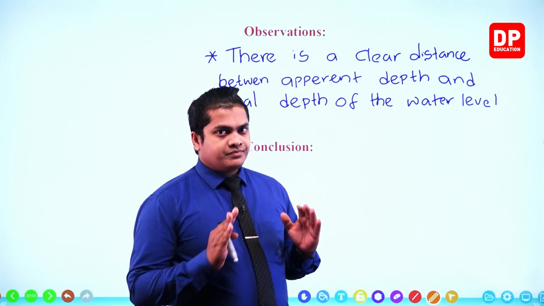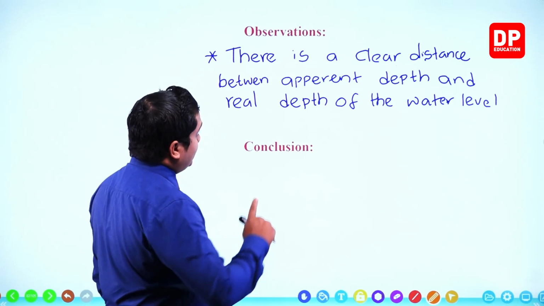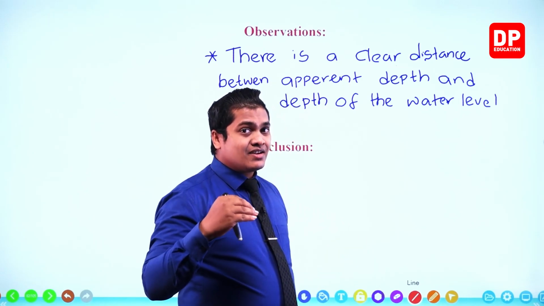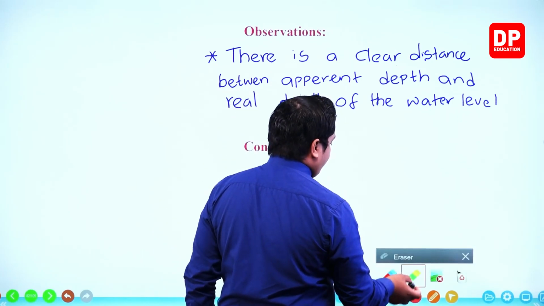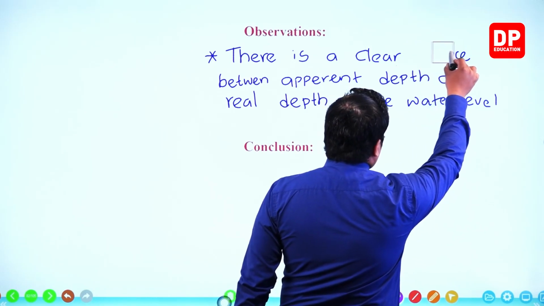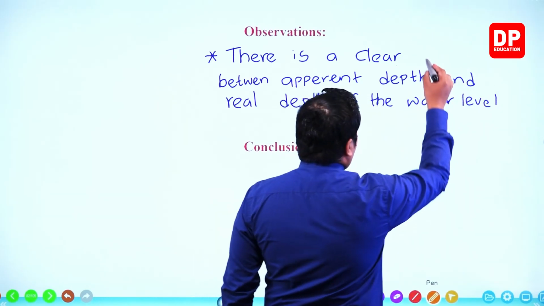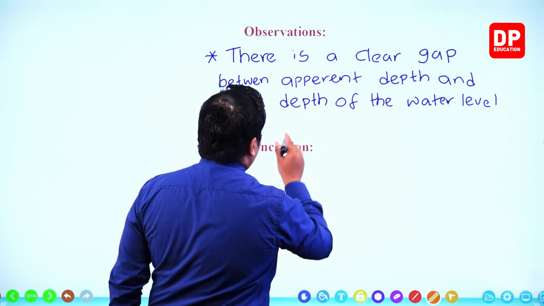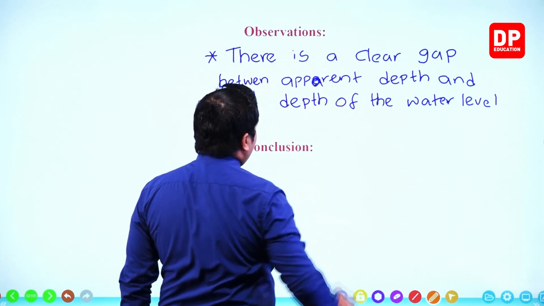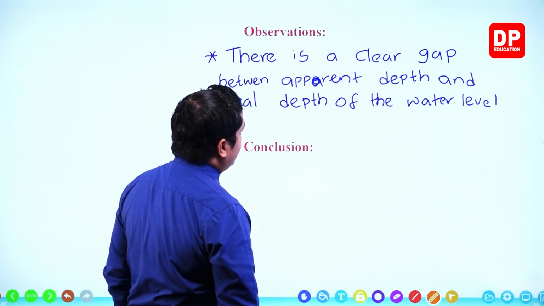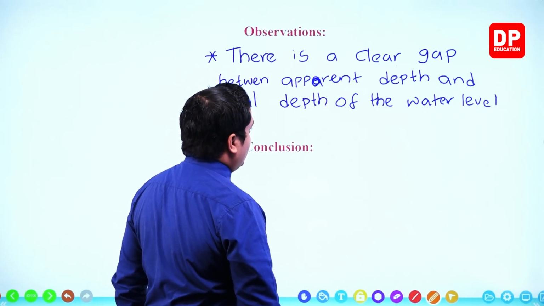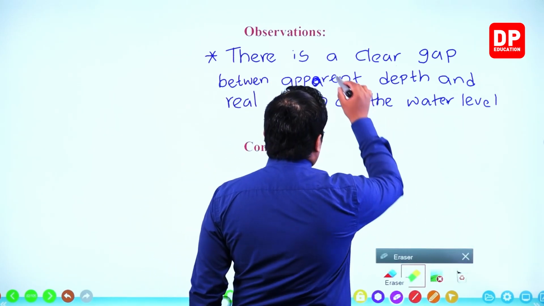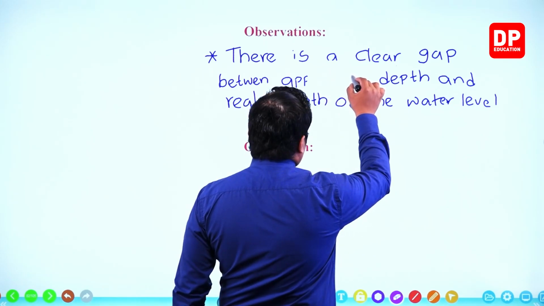Right. So my dear children, as per the observation, you can see that there is a clear distance. Distance means there is a clear gap. I'll mention gap instead of distance. Okay. So there is a clear gap between the apparent depth and the real depth of the water level, right? There is a clear gap between the apparent depth and the real depth of the water level.